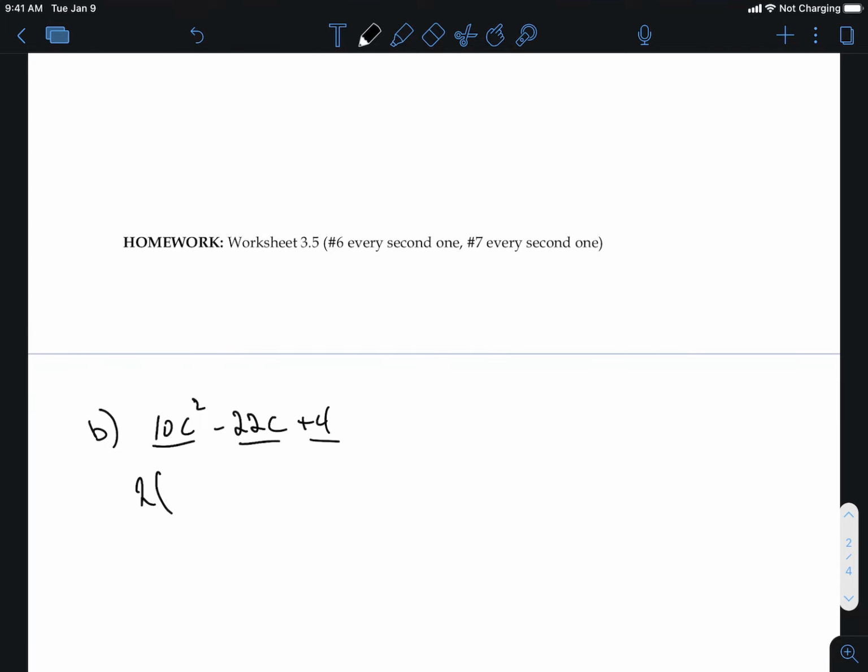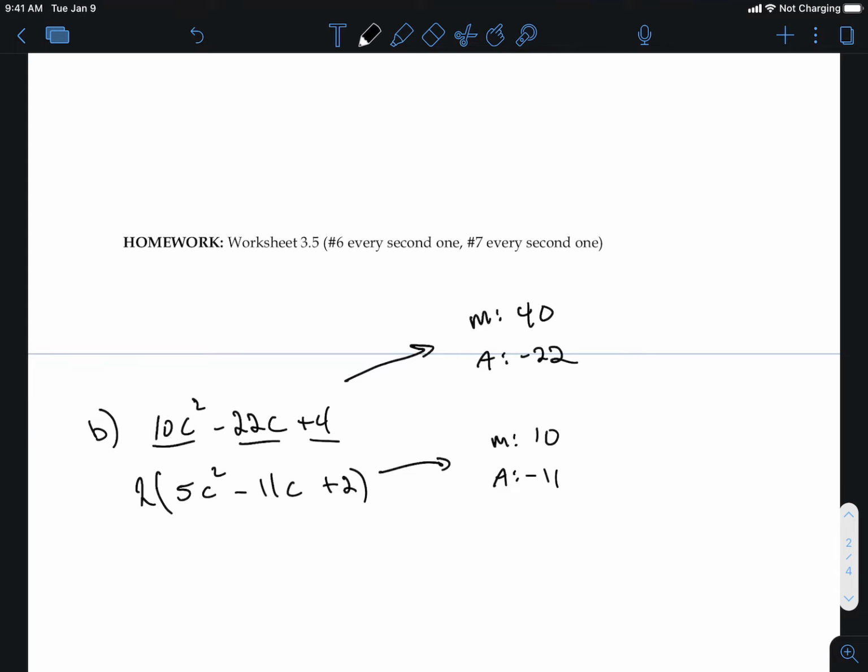So if I take it out, it's going to leave me with 5c squared minus 11c plus 2. I think that's a little bit easier to deal with than trying to come up with two numbers that multiply to 40 and add to negative 22. Now we're looking at two numbers that multiply to 10, add to negative 11. You see why common factoring is like your friend? It just makes things a little bit easier for you. I think that's easier to work with than the top one. And then just carry the 2 down the whole way, right?